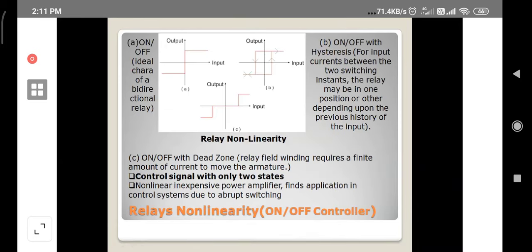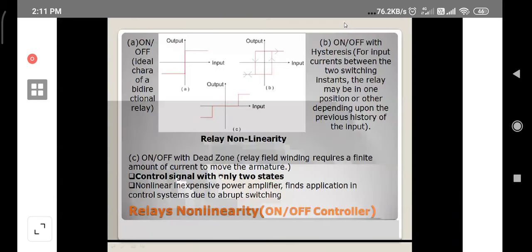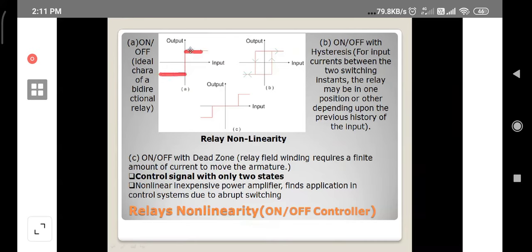And then we move to the relay nonlinearity, another important nonlinearity. Relay nonlinearity means that it's an on-off condition. It has two states. When we see the ideal characteristics of a bidirectional relay, we can see that it has two states, one is the on state and the other one is the off state. This is the ideal case. In the actual case, it will not be like this.